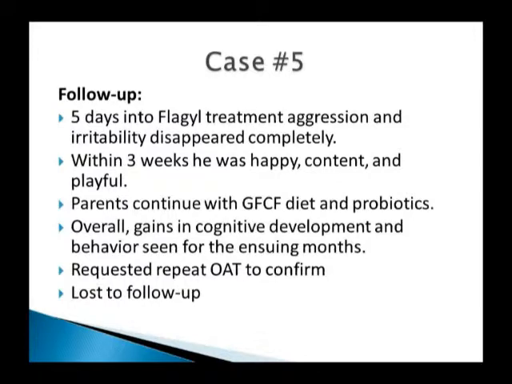Why I'm showing this case is that the turnaround was unbelievable. Within 5 days into Flagyl treatment, the aggression and irritability disappeared completely. Within 3 weeks, he was back to the happy, content, and playful little boy. The parents continued the diet. They started to just see overall improvement from that.